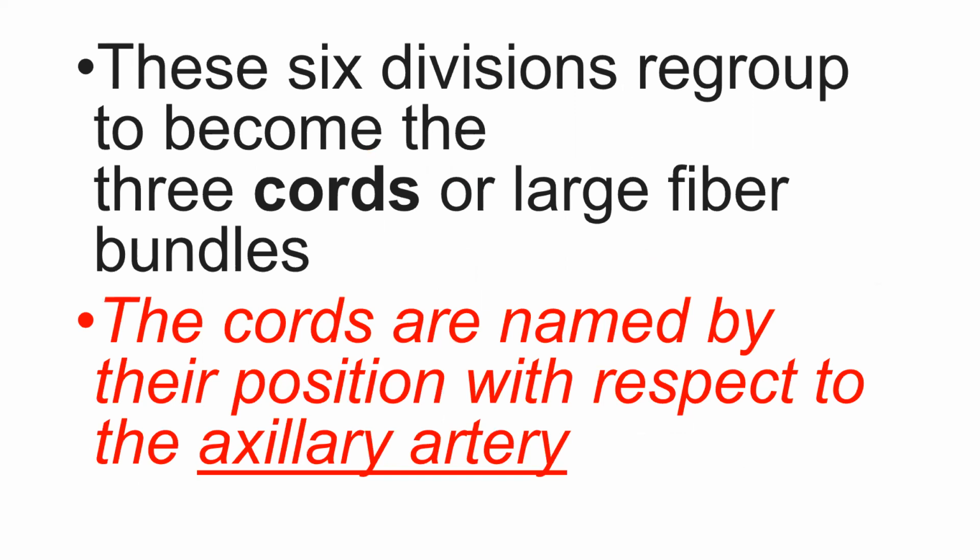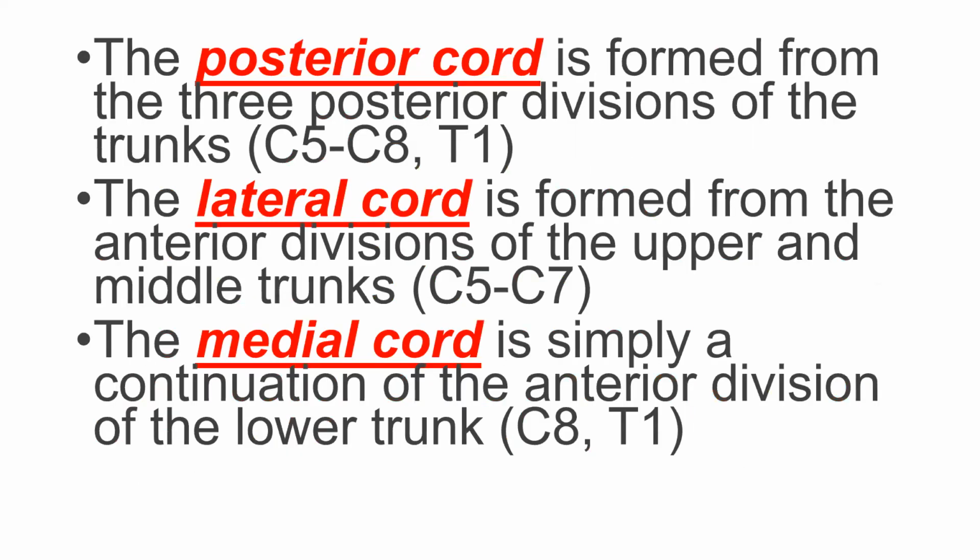The cords are named by their position with respect to the axillary artery. Anterior, anterior, posterior, posterior. The posterior cord is formed from 3 posterior divisions of trunks C5, C8, T1. Each one divides in half, and they join to form the posterior cord.